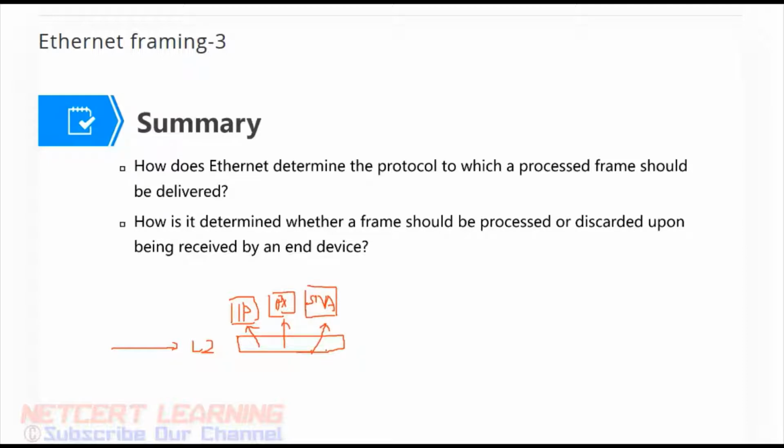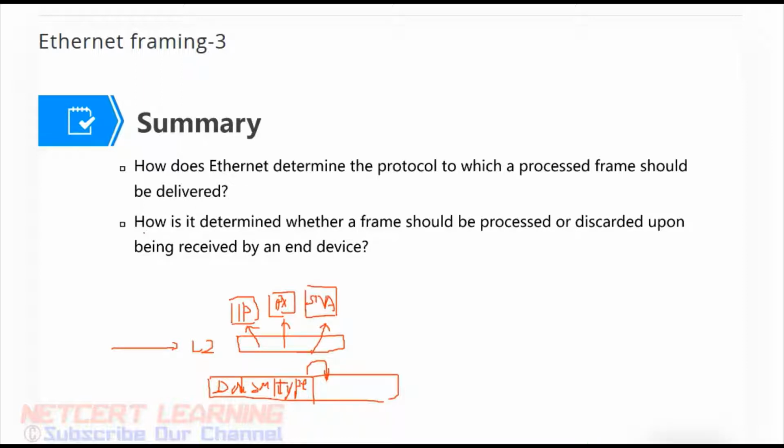It uses a field in the Ether frame. Which field? Besides the destination MAC address and the source MAC address, there's a type field. The type field tells the computer what upper layer protocol is carried in this frame. So this uses the type field of the Ether frame.